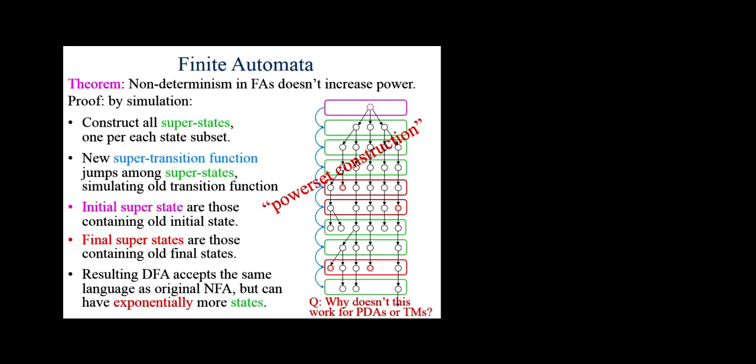Now, this doesn't quite work for other machine types. I don't want you to get the idea that non-determinism can always be eliminated without consequence in favor of a deterministic scenario. For Turing machines, it can. For push-down automata, stack automata, it cannot. Those are inherently non-deterministic and cannot be made deterministic without loss of power or language recognition capability. Okay, but that's just an aside, and that will come up later.